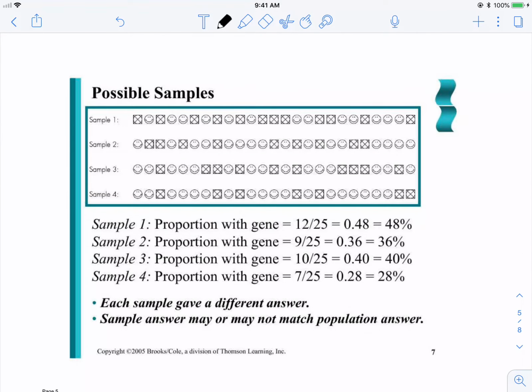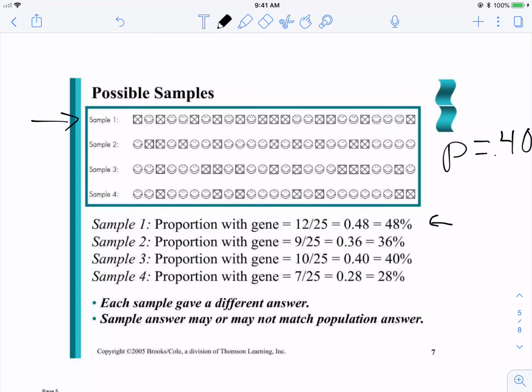All right, so our first sample, we take a sample of 25 randomly selected, and you can see that in that sample, 12 of those 25 came back as X's, that they carry the gene for the disease. 12 divided by 25, that's 48%. That's a little bit higher than what we know the entire population is. We said that across the entire population, 40% are X's. Now this is 48%. That's okay. That's within the realm of what we would expect.